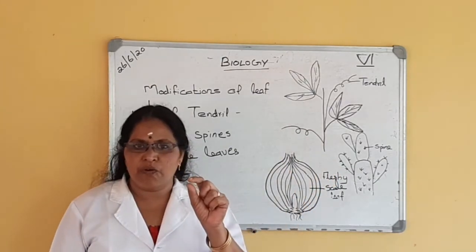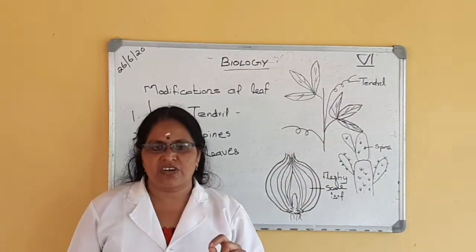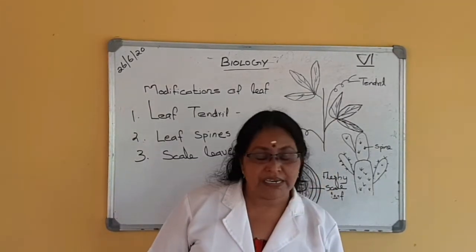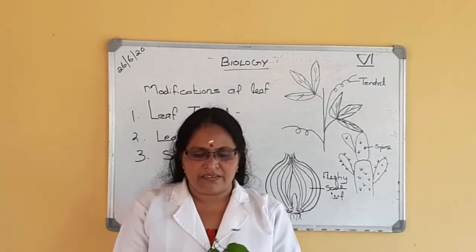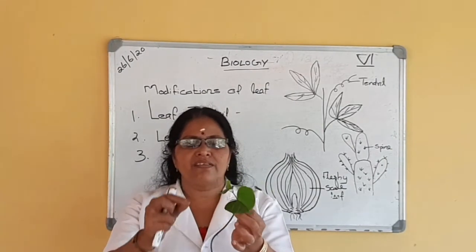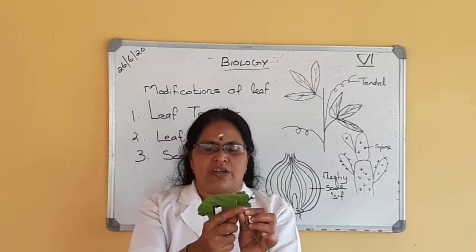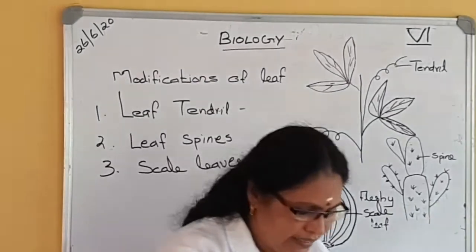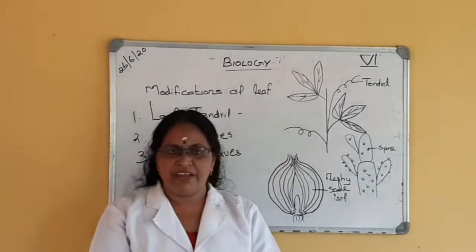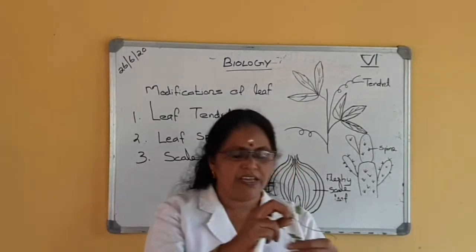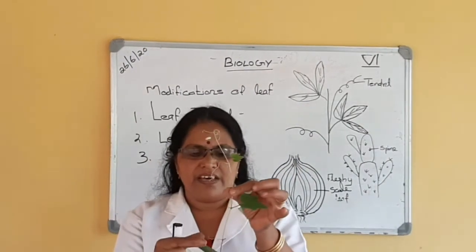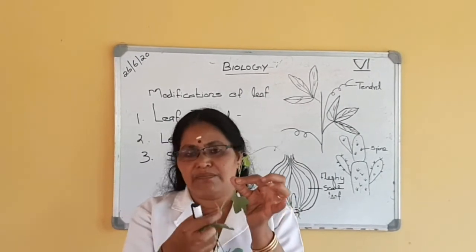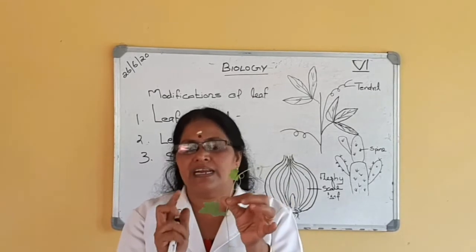You might have seen some spirally coiled structures growing on some other plants like ivy gourd and passion fruit. Here this is the stem of a passion fruit. Here you can see a spirally coiled structure. This is not the leaf tendril, this is the stem tendril. And like that, ivy gourd. Do you know what is ivy gourd? Ivy gourd is called kovaka in Malayalam. In this, here you can see a tendril. But it is not the leaf tendril, this is the stem tendril. That is the difference between stem tendril and leaf tendril.